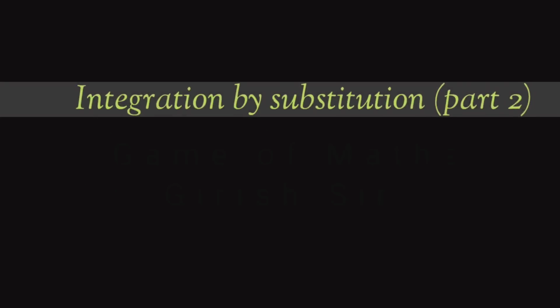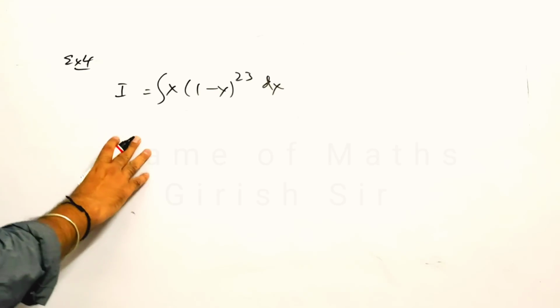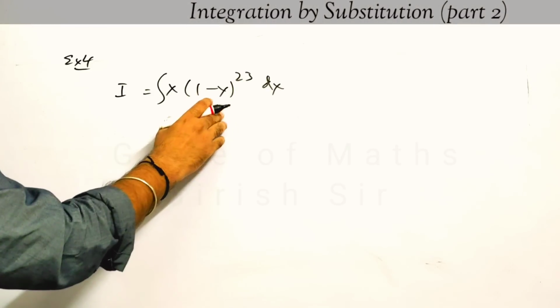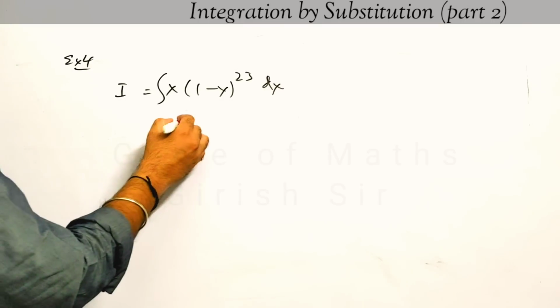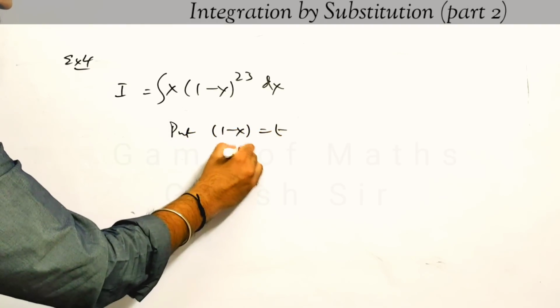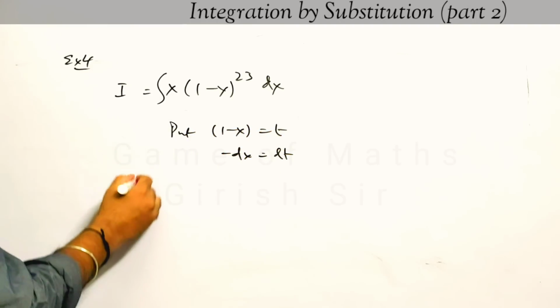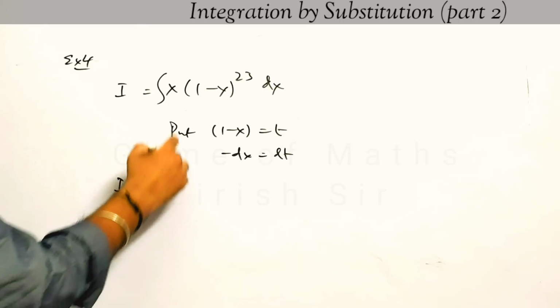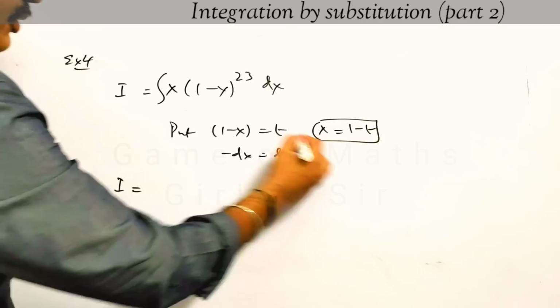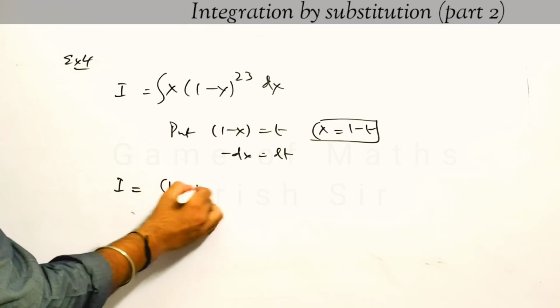Okay, let's see another question. Over here it seems (1 minus x) raised to 23, that expansion could be huge, so it's better to make a substitution. If I put 1 minus x equal to t and differentiate, now I'll make the substitution. The value of x can be written as 1 minus t from here. Make the substitution here.